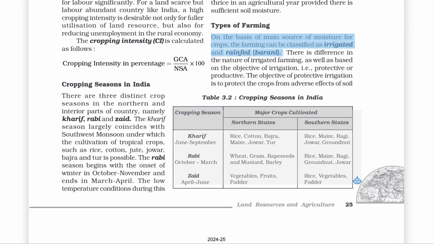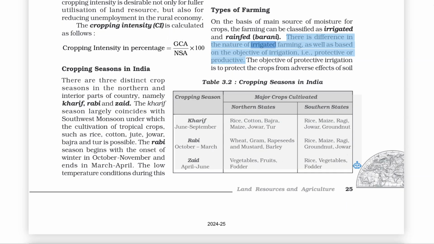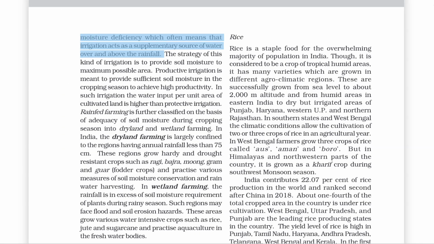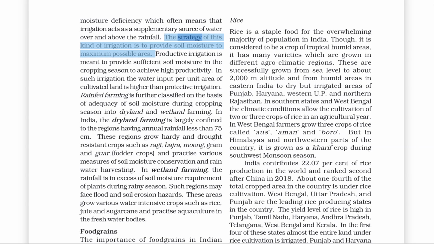Types of farming. On the basis of main source of moisture for crops, farming can be classified as irrigated and rain-fed. There is difference in the nature of irrigated farming as well, based on the objective of irrigation, i.e. protective or productive. The objective of protective irrigation is to protect the crops from adverse effects of soil moisture deficiency, which often means that irrigation acts as a supplementary source of water over and above the rainfall. The strategy of this kind of irrigation is to provide soil moisture to maximum possible area.